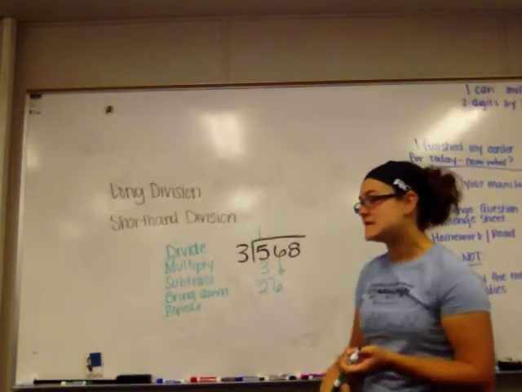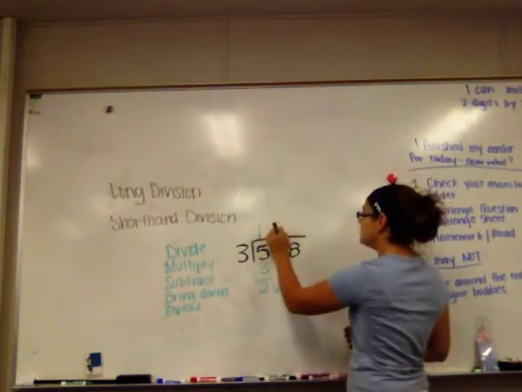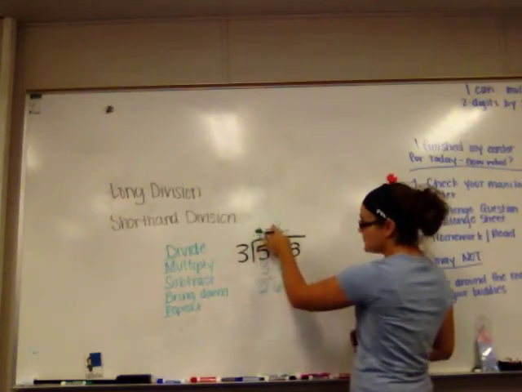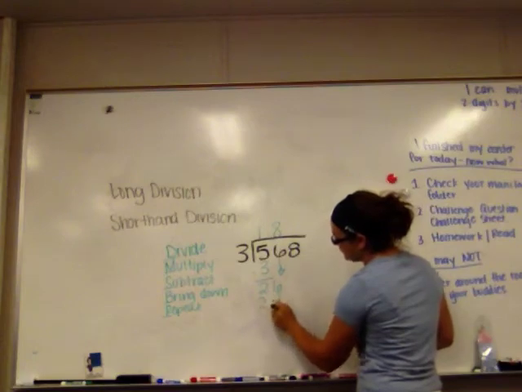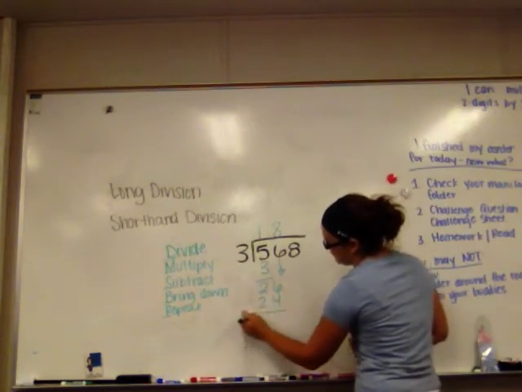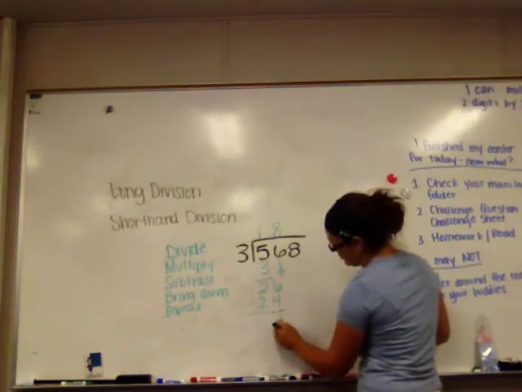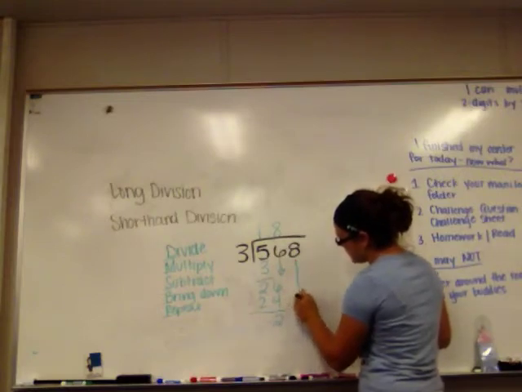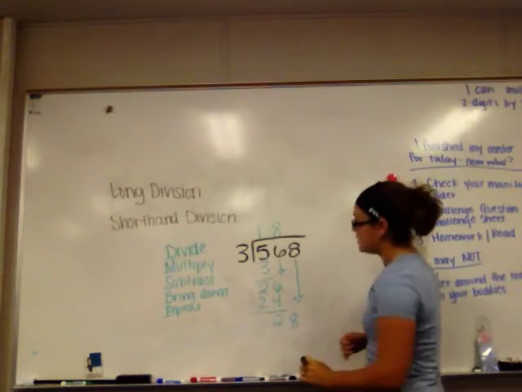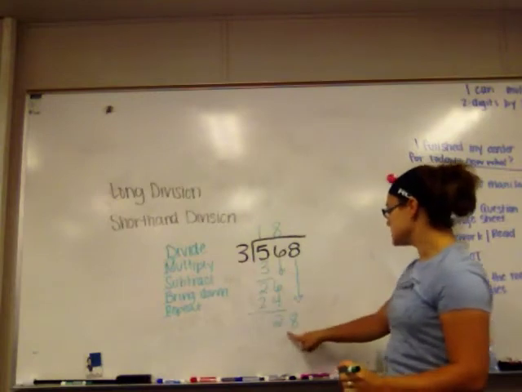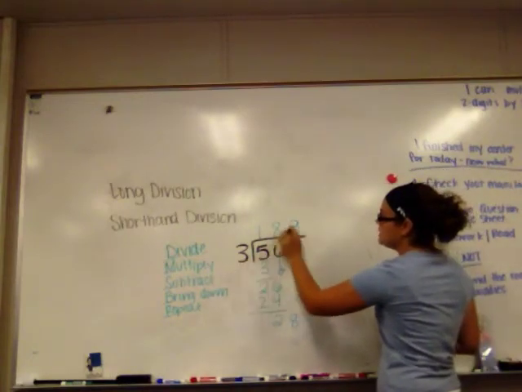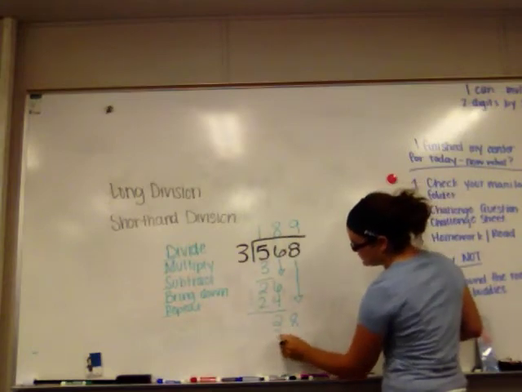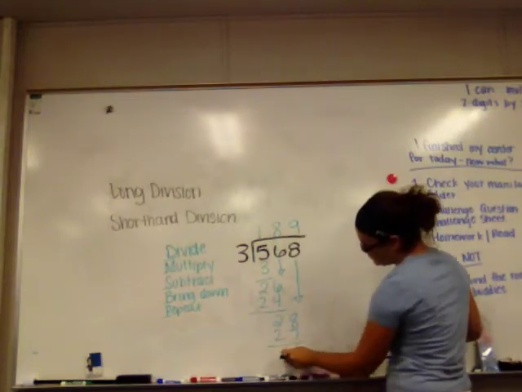3 fits into 26 8 times. 3 times 8, and multiplying now, is 24. I'm going to subtract, and I get 2. And I'm going to bring down my 8, and I'm going to repeat. So 3 goes into 28 9 times. 3 times 9 is 27, and I'm left with 1.